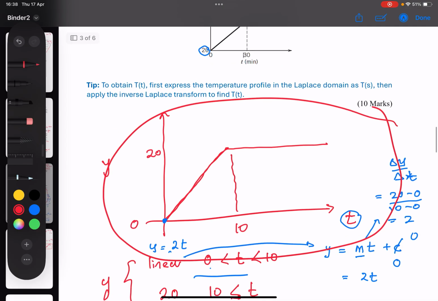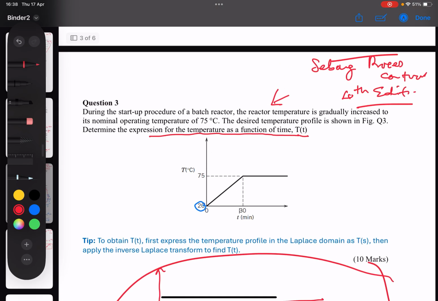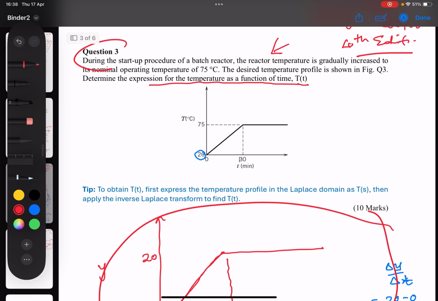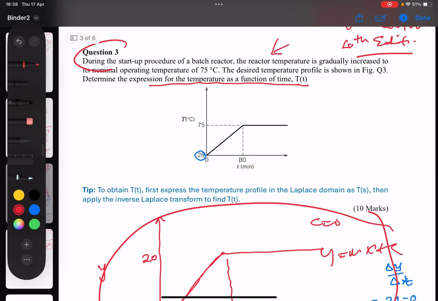Question number 3 for the assignment. Yeah, I do know that it is a little bit complicated, especially for my example I'm using c equal to 0 for y equals mx plus c. But then this one is going to be 20. So now my c is not going to be 0, but then my c is going to be whatever value given here.